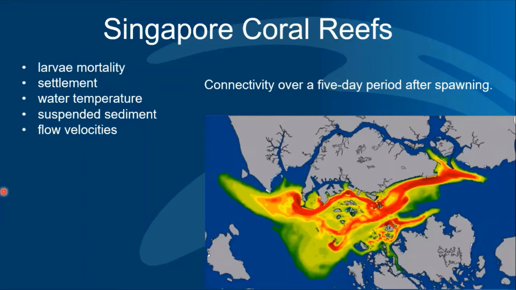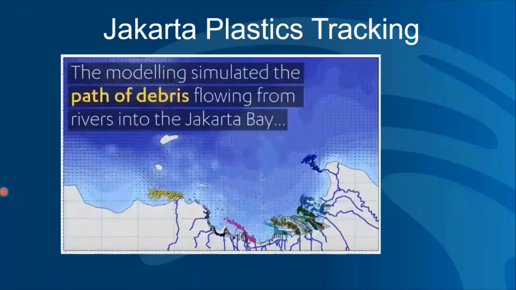So the image on the right is just showing a 5-day snapshot of connectivity, so the red areas are the areas of high connectivity between various coral reef areas within the model domain, and then the downstream connection in terms of the transport that's happened over the 5-day period after spawning. So just an introduction to the process in terms of what's involved.